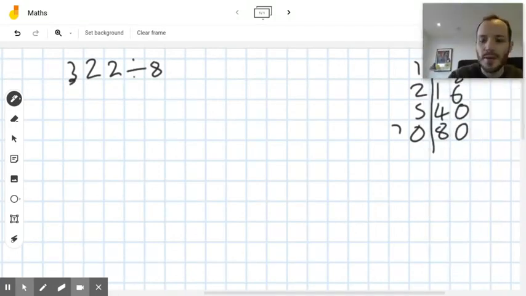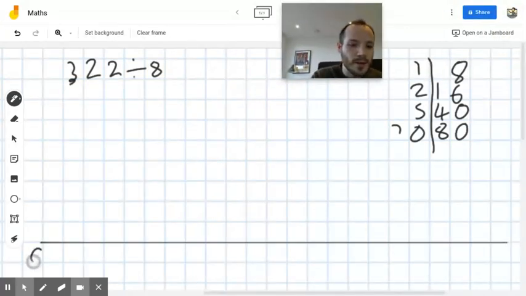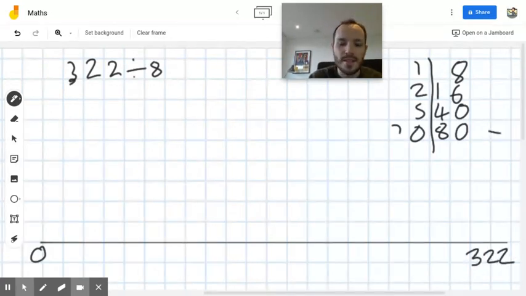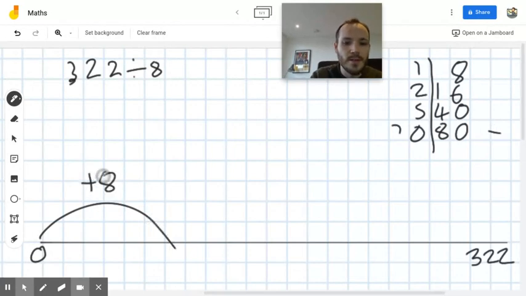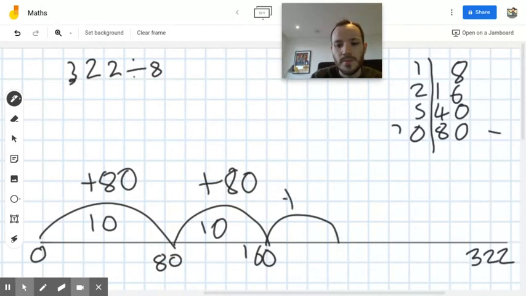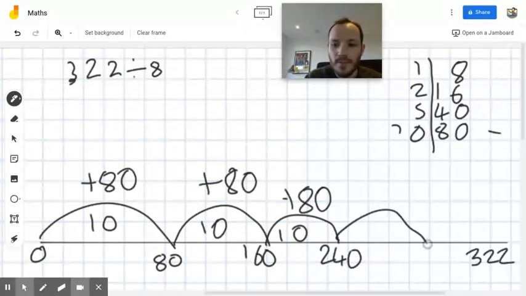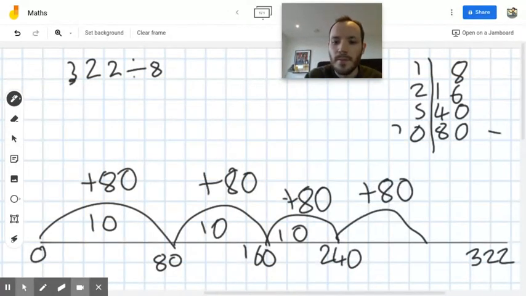Right, I draw my number line now. At one end I write 0, at the other end I'm going to write 322. And I'm going to start adding 80s. It's 80 there, and that's worth 10. Now another jump of 80, 160. Another jump of 80, it's worth 10, and that gets me to 240. And I think I can do another jump of 80. Yep, I can. That gets me to 320.